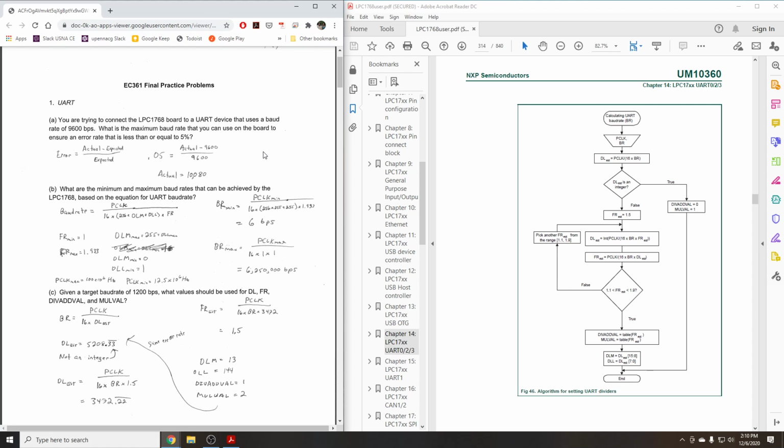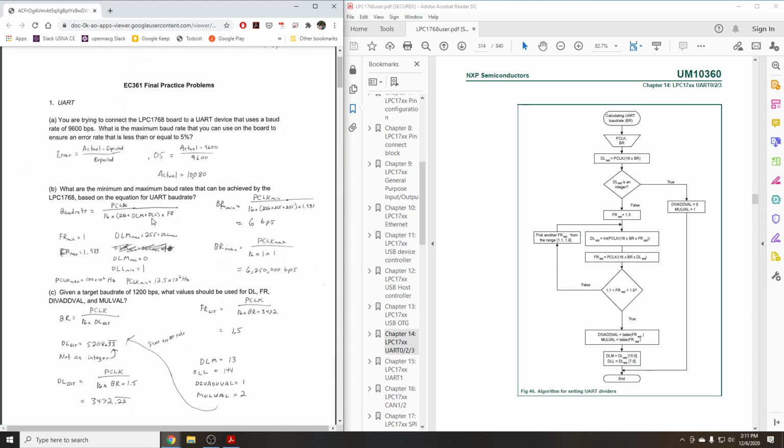For part B here, we're trying to find the minimum and maximum baud rates that we can achieve on the LPC 1768. So this is using the equation that is going to be used to calculate the baud rate. What are the minimum and maximum parameters that we could put into this equation? Here we have the equation, which is baud rate is equal to the P clock. Remember, that's the peripheral clock, so we can select that with P clock select. It's not guaranteed to be 100 megahertz, but that would be the highest value we could give. We have 16 times 256 times DLM plus DLL.